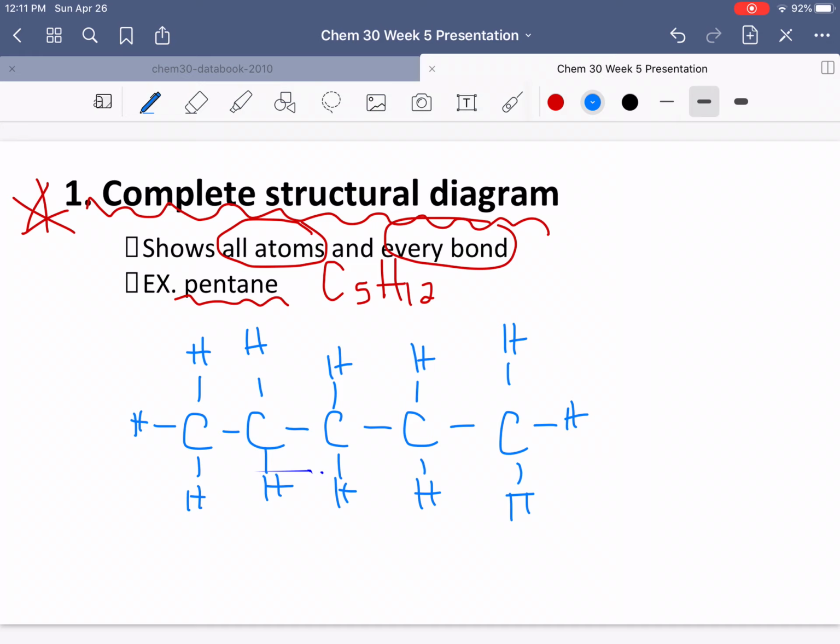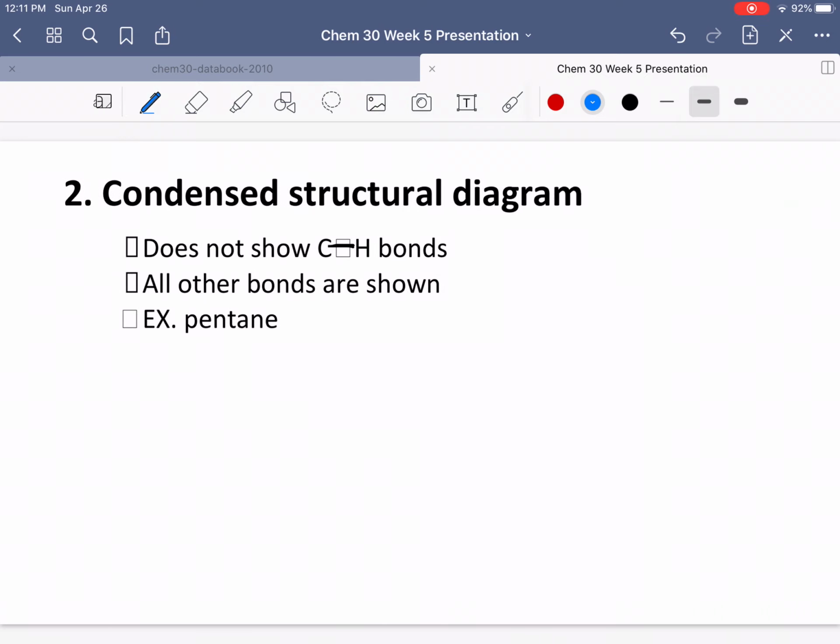Kind of a pain to draw, not going to lie. Let's go into something that's a little bit easier. These are your condensed structural diagrams. You'll be doing a lot of these. Now, with a condensed structural diagram, you don't actually show the individual carbon-hydrogen bonds. You still have to make note that the hydrogen is there, but you don't have to show every individual bond. I'll show you what I mean.